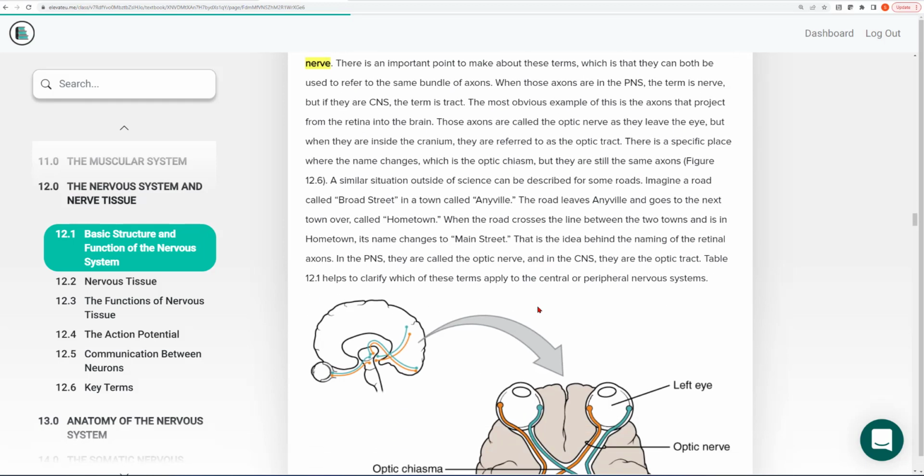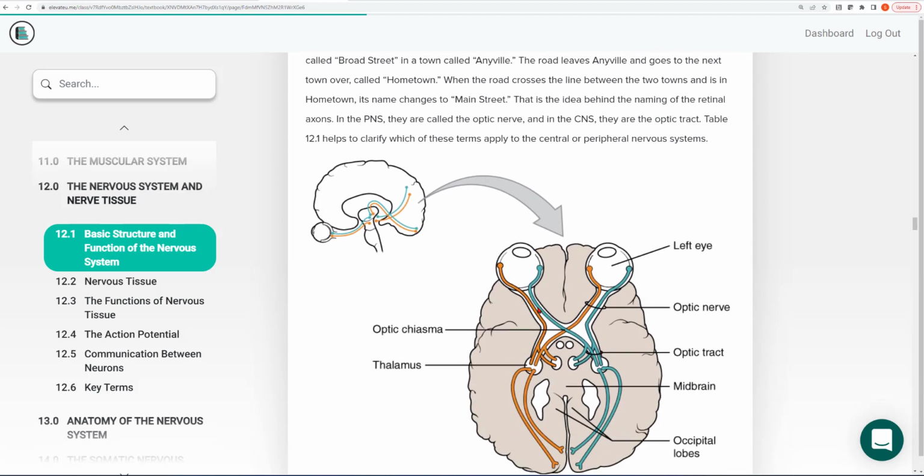So let's make sense of this for us, shall we? So here is the eye. Here's the left eye. You're going to get a chance to dissect an eye in Lab 6. So the eye, coming off the back of the eye, is the optic nerve. Remember, the nerve is the structure outside of the brain.